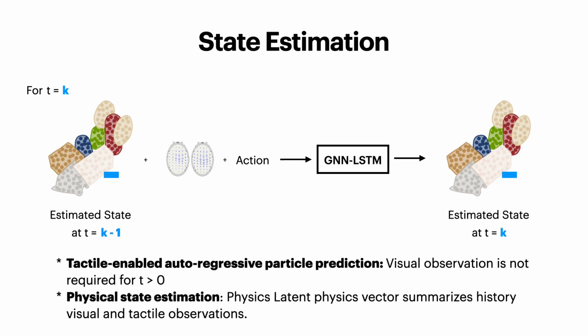This way, it can be observed that the visual observation is not actually needed after the initial step, as high-frequency tactile feedbacks enable autoregressive prediction of particle positions, which complements visual sensing that is sensitive to visual occlusion. Second, the estimated latent physics vector effectively acts as a memory module that can provide meaningful information for accurate forward dynamics prediction, which we'll examine later.